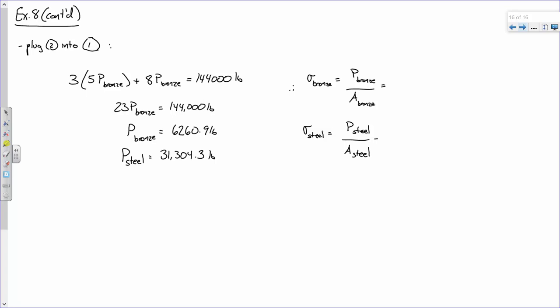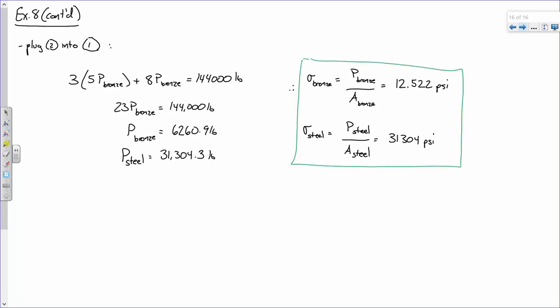Now the steel, remind me, that was the one that was 1 square inch, right? So 31,304 divided by 1 is just 31,304 PSI, right? So what about the other one? 12,520, and that's probably going to round up a little bit, probably like 522. Is everybody okay with that? All right. So there's your answers.